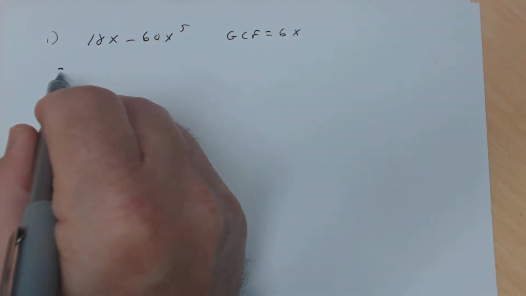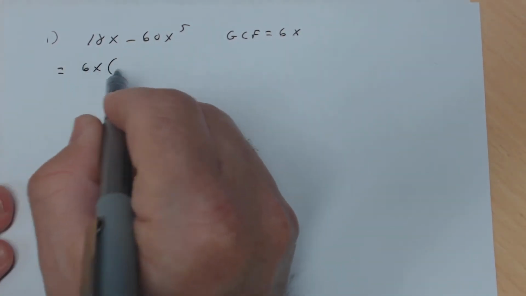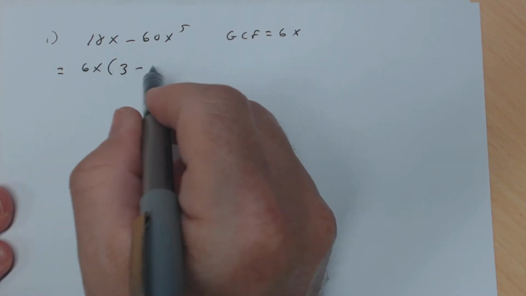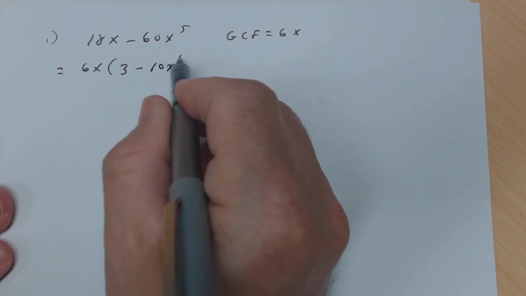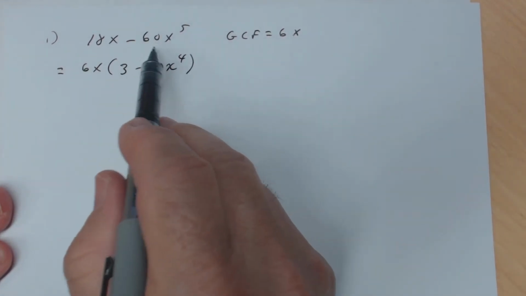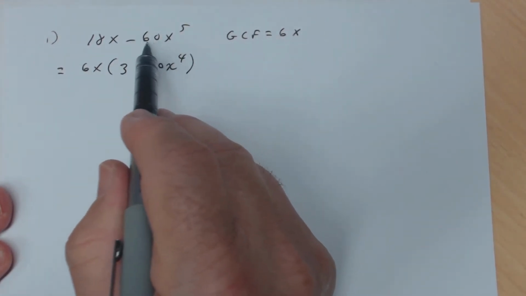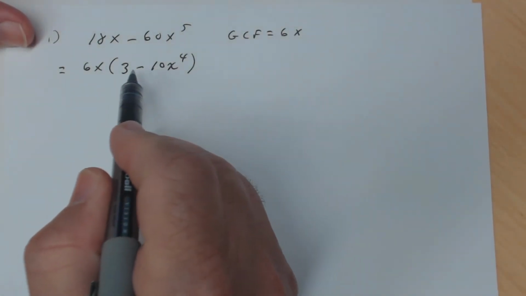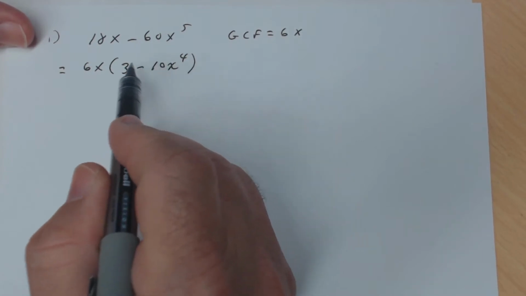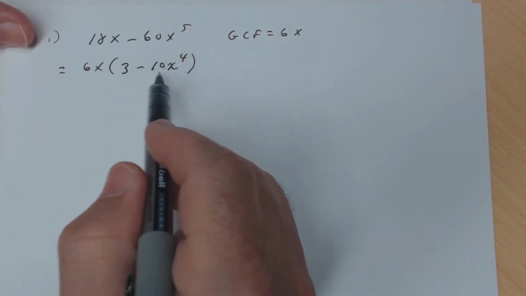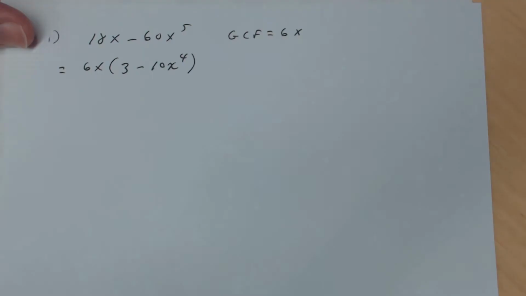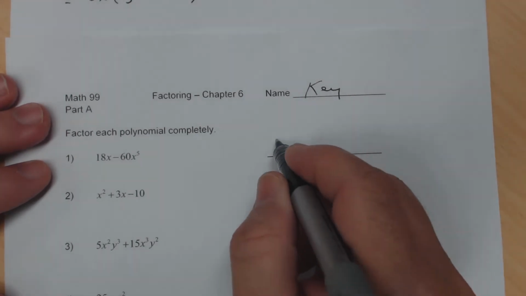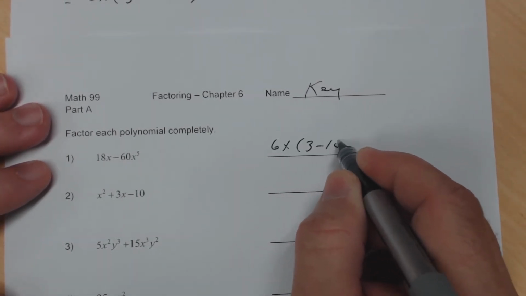So 6x times 3 is 18x, and 6x times a negative 10x to the fourth is a negative 60x to the fifth. And I can't factor this any further, I can't do anything else with this, so that's the answer. For number 1, we get 6x times 3 minus 10x to the fourth.